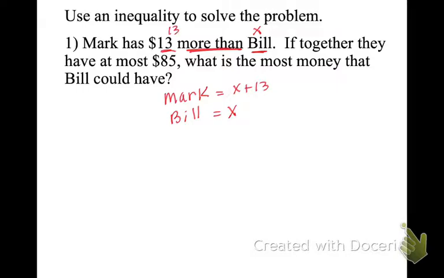If together they have at most, that means Mark and Bill together, at most, have to have less than or equal to 85. And then we set it up. x plus 13 plus x is less than or equal to 85.